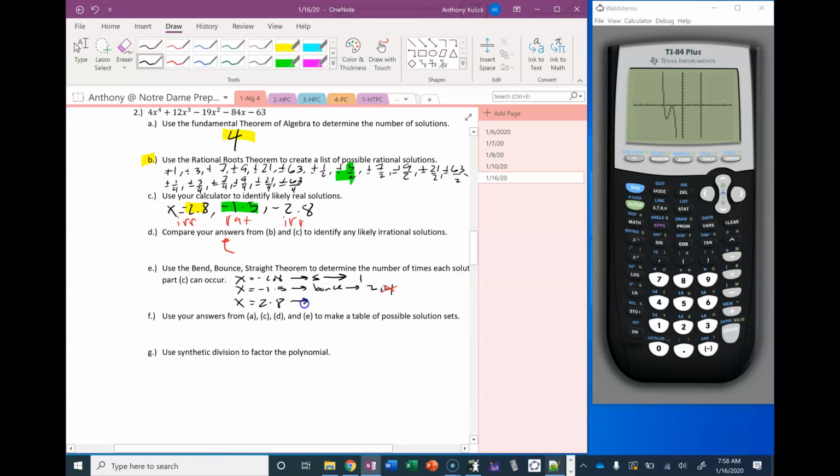And then the positive 2.8 was also a straight, so that's used once. Everybody okay there?